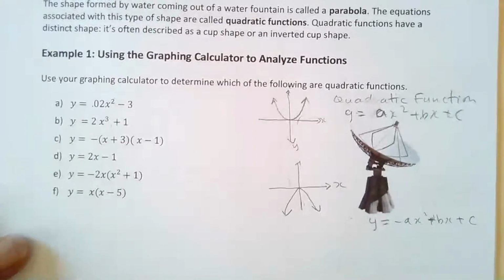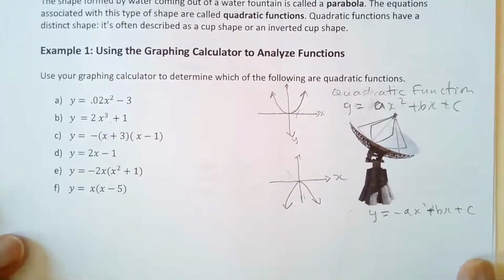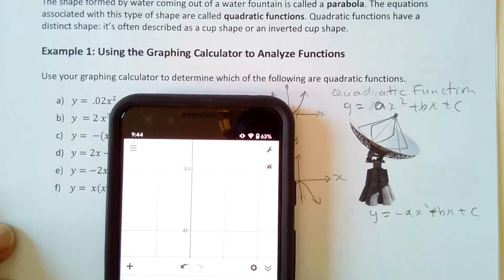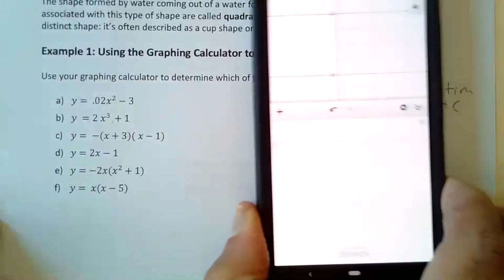Now, you can use Desmos, or you could use your graphing calculator. It doesn't matter. I'll try both. So I'll use Desmos, the first one.